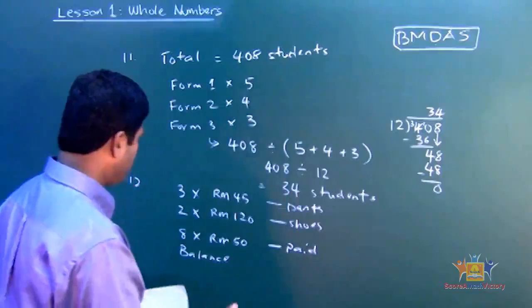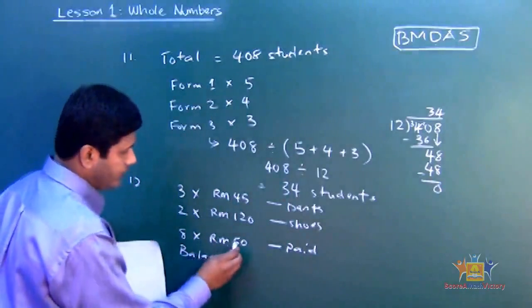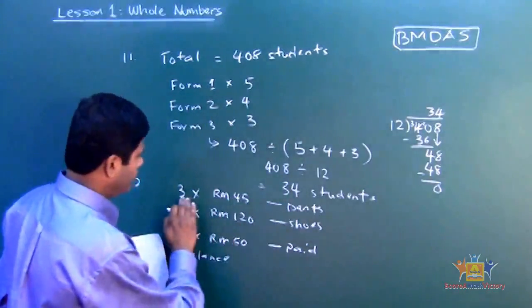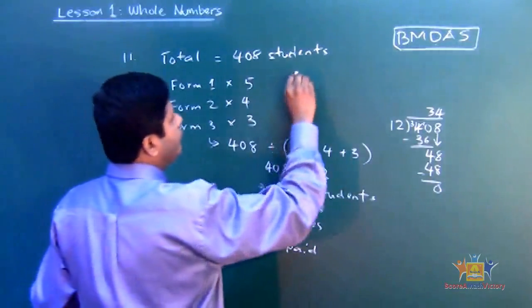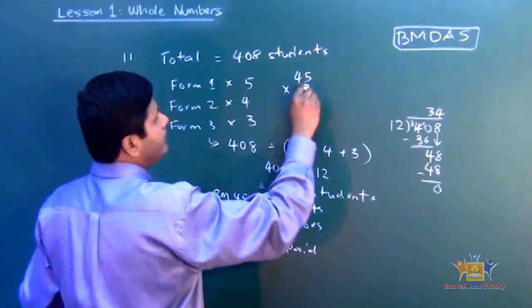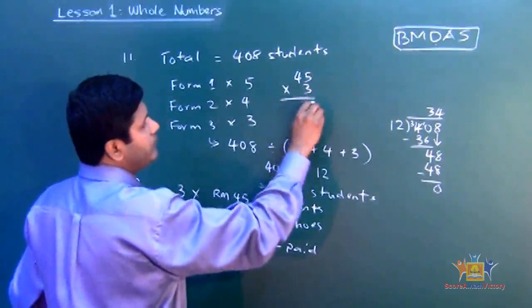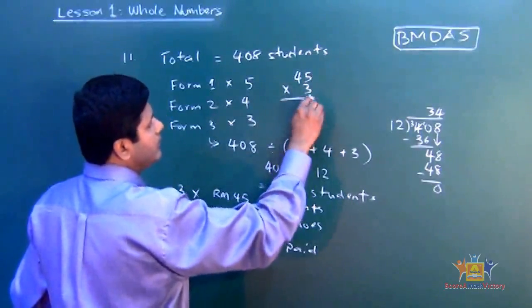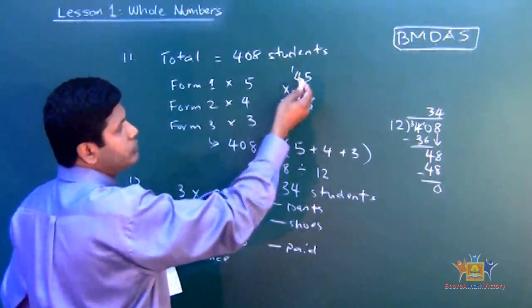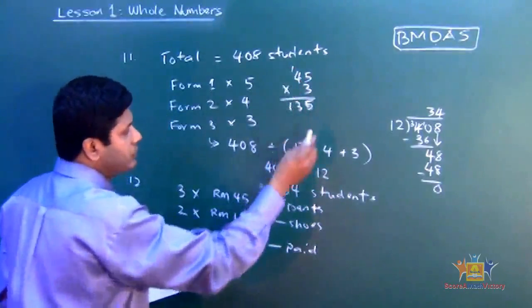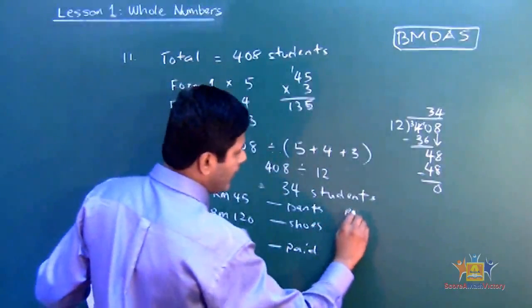All right, so now look at that. First let's multiply them out. 3 times 45, so let's do that. 45 times 3. 3 times 5 is 15, 5, carry 1. 3 times 4 is 12, plus 1 is 13. So 135. So you paid 135 for the pants.